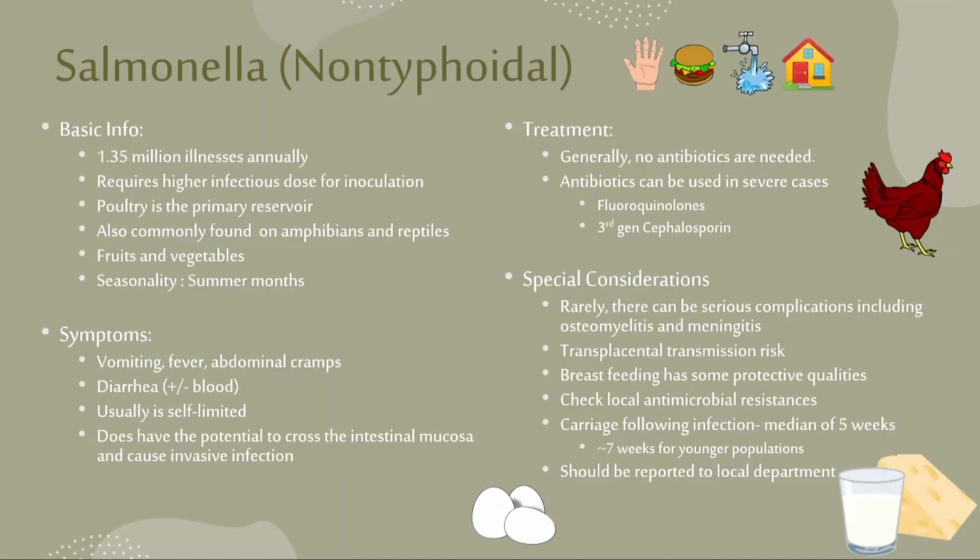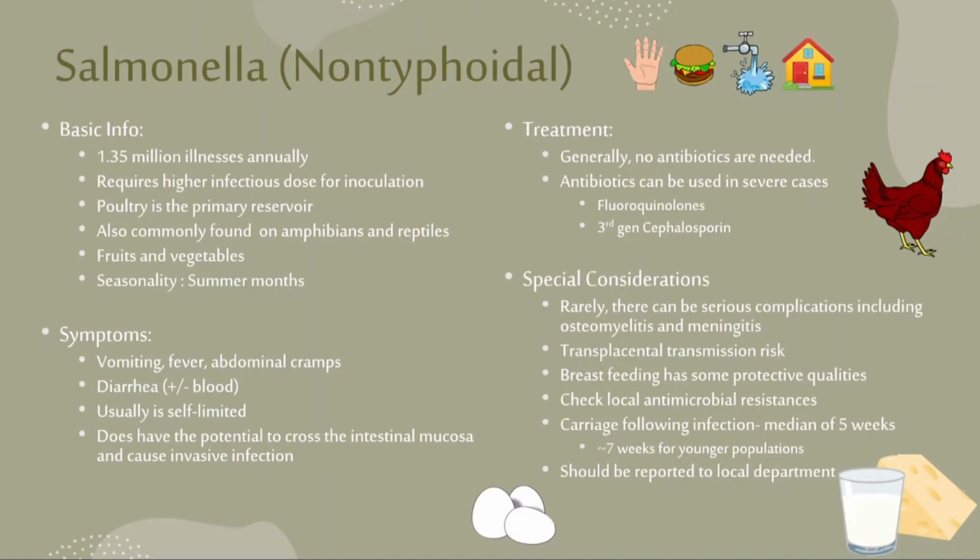So symptoms of Salmonella are vomiting, fever, abdominal cramps, and then excessive diarrhea, plus or minus the blood. So anytime you see blood and diarrhea, you have the thought that maybe this is more of a bacterial cause, but it doesn't have to be there. Salmonella is usually self-limited, but it does have the potential to cross that intestinal mucosa and cause more invasive disease.